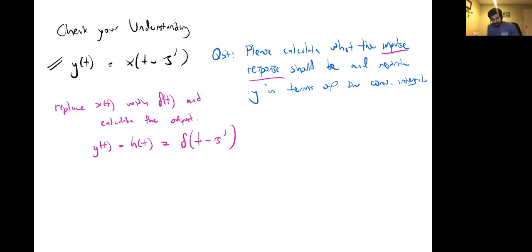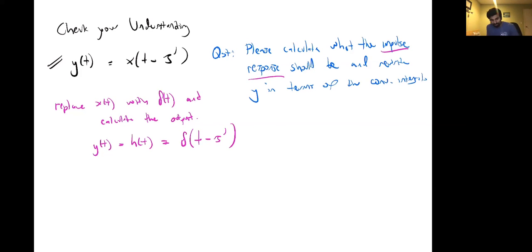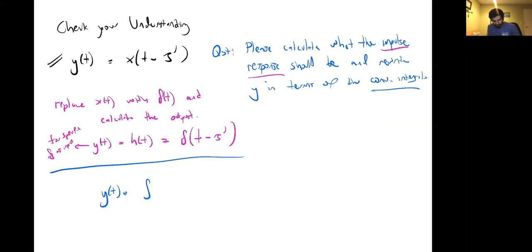Now, this second part was a little bit tricky. Here, you want to rewrite your output of the system y of t in terms of the convolution integral. And just to be clear, this y of t here is for a specific input of a delta, for delta as input. So now most of you got up to here, but the second part of this question is asking you to rewrite y in terms of the convolution integral. So let's begin. y of t is going to equal the integral from minus infinity to infinity of essentially x of tau, and then h.